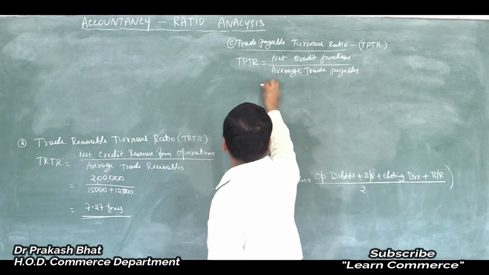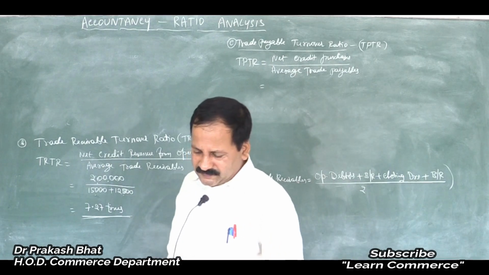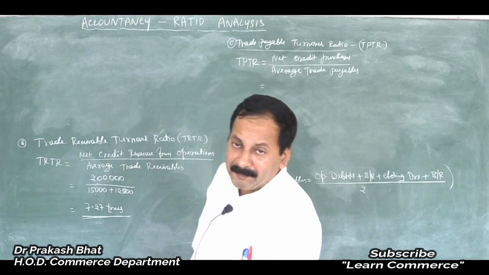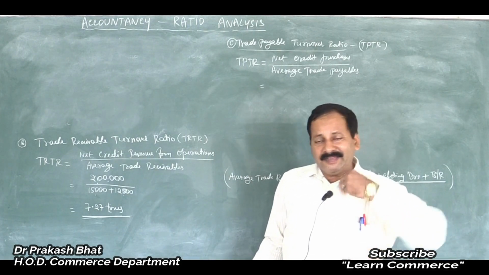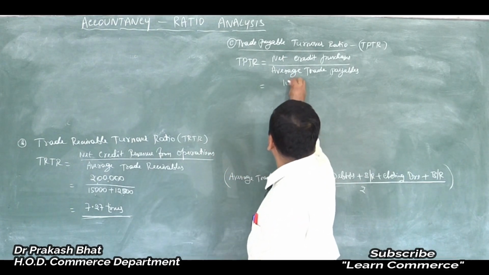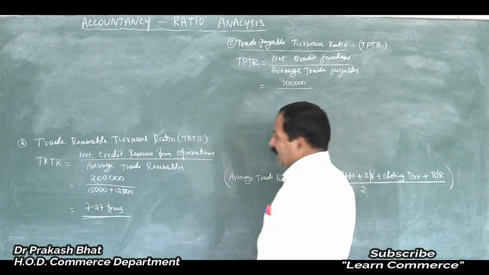Is equal to net credit purchases. How much is it? Refer trading account. Only purchases are given, cash or credit, nothing is mentioned. We have to assume the entire purchases were made on credit basis. So 1 lakh divided by average trade payables.